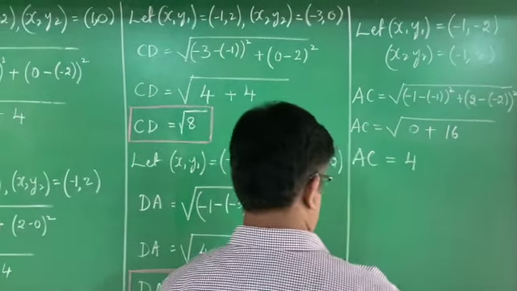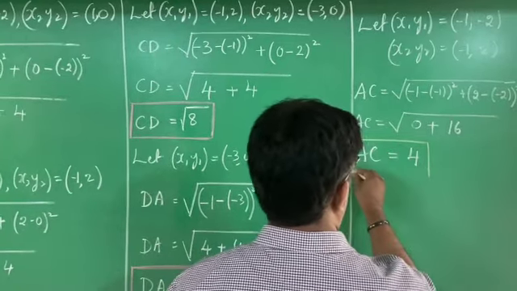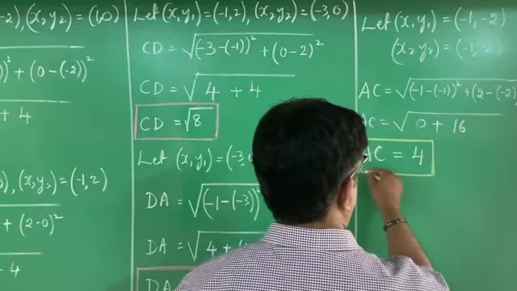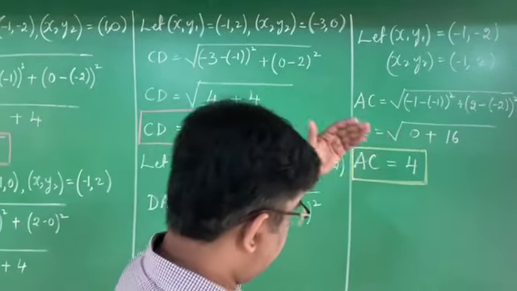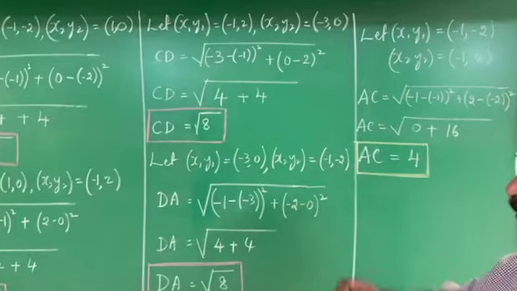I want one more answer. This answer, I put a box with a yellow color because this is a diagonal. So far, I calculated the distance of the sides. Now, I am finding the distance of the diagonals. Next, this is not sufficient. Again, I wanted to find the length of BD.